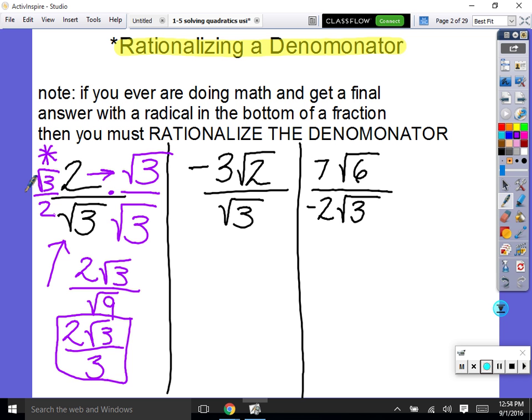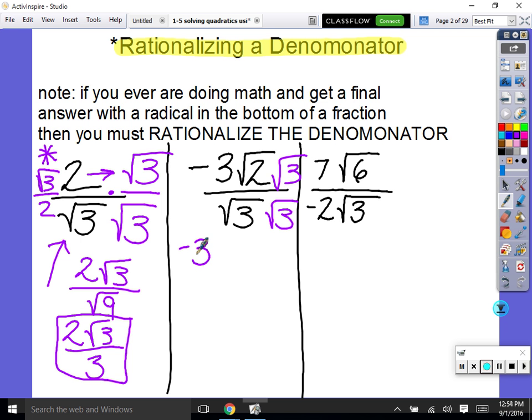All right, sweet. Moving on. This answer would not be acceptable, and we're going to see these today. That's why we're going over it as well. But from here on out, if we ever get an answer, you better check. We can't have a radical in the bottom of a fraction, so we're going to multiply by the square root of 3 over the square root of 3.